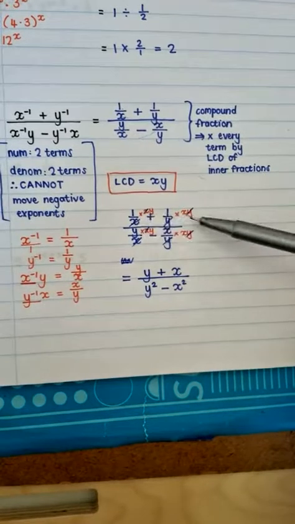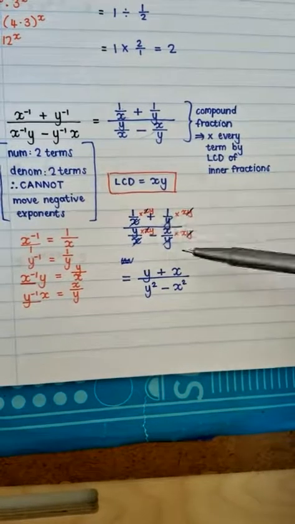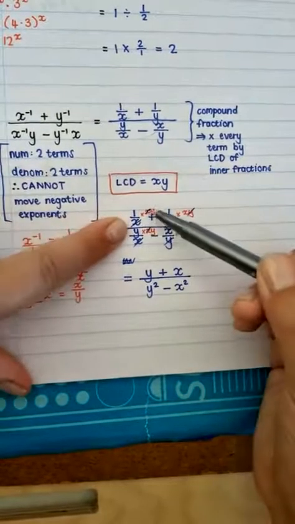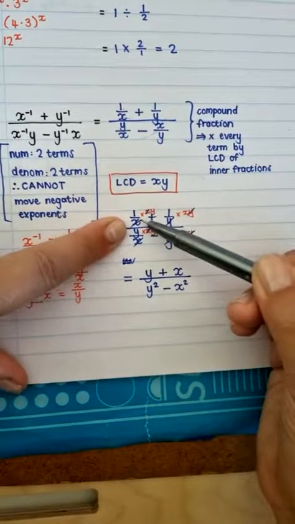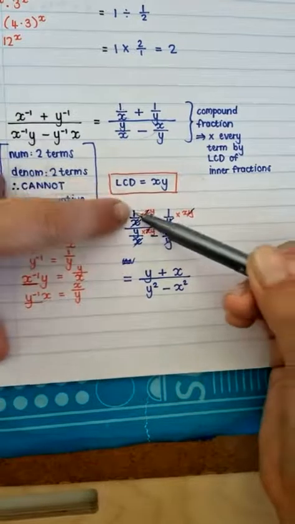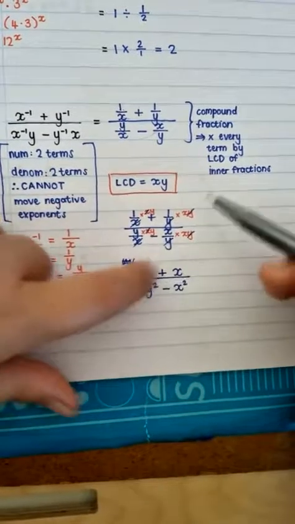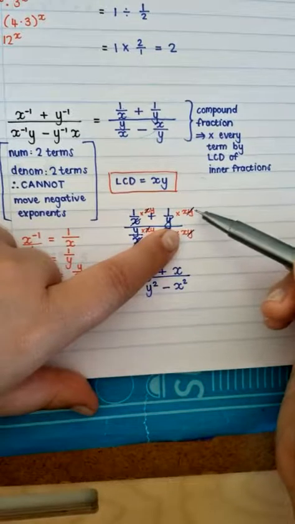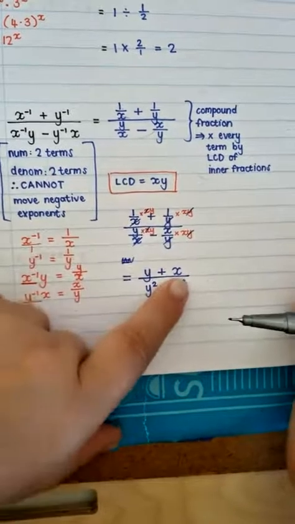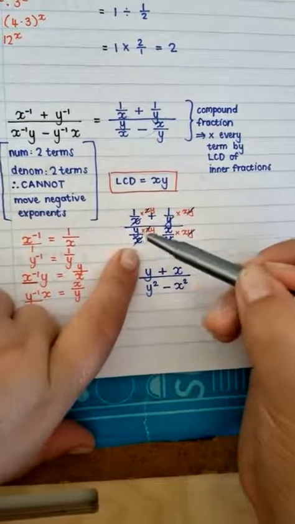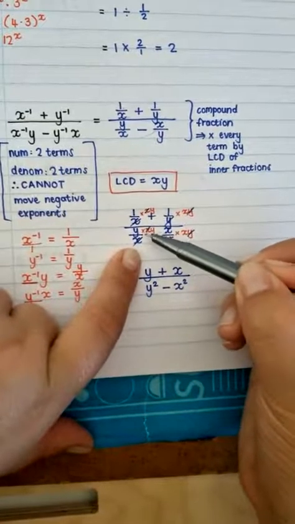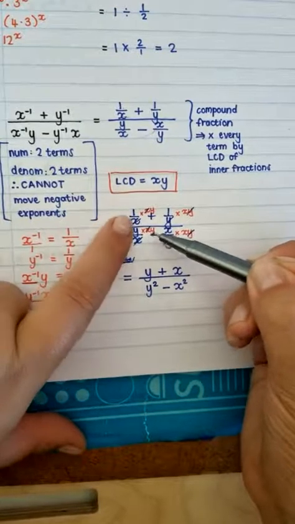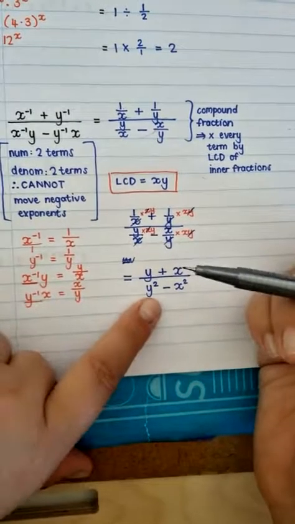And in doing so, all of your denominators in the inner fractions are going to cancel out. So here you have an x at the bottom, and then the x of your LCD will cancel out. So you're left with 1 times y, which is y. Here we have a y in the denominator, the y from the LCD, those cancel out, so 1 times x is x. At the bottom, y over x times xy, the x from the LCD cancels out the x from the denominator. I'm left with y times y, which is y squared.